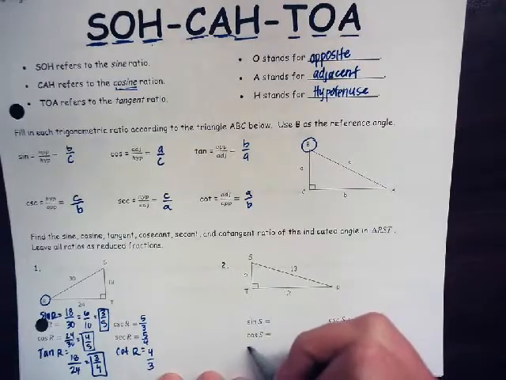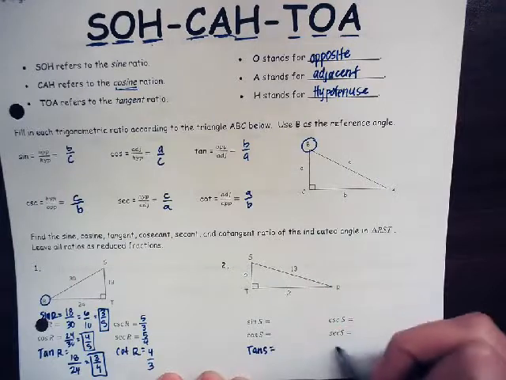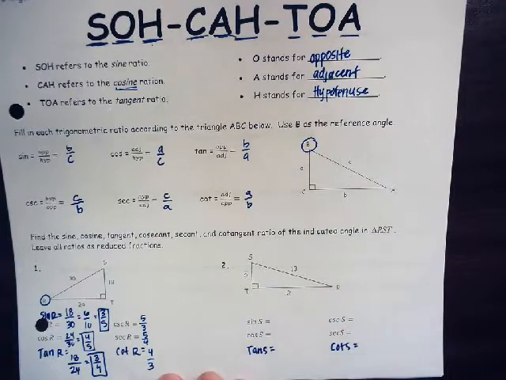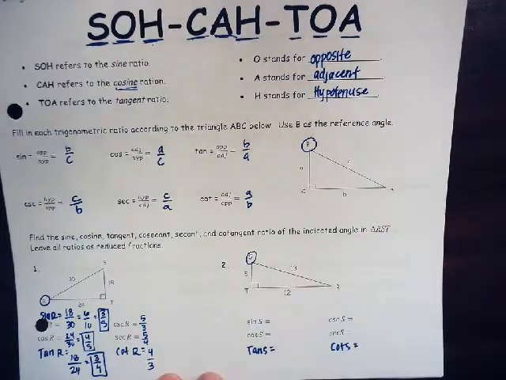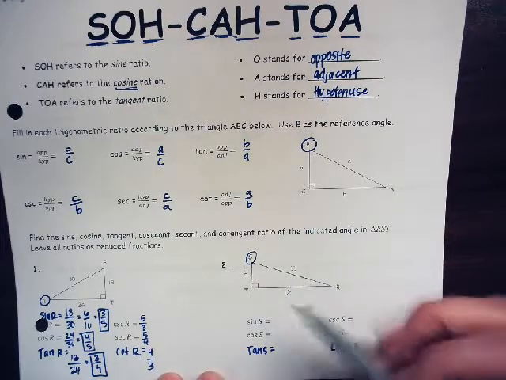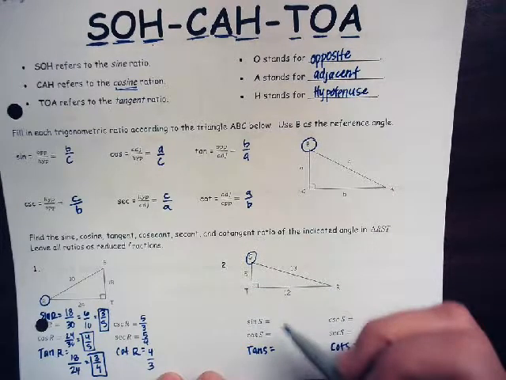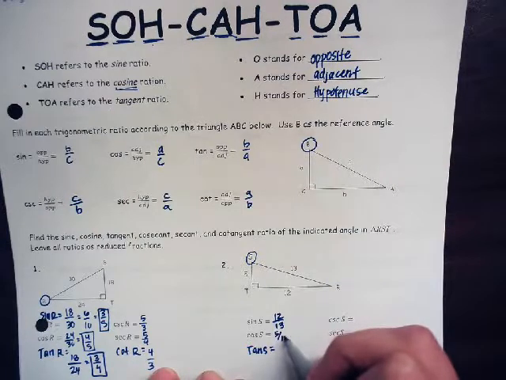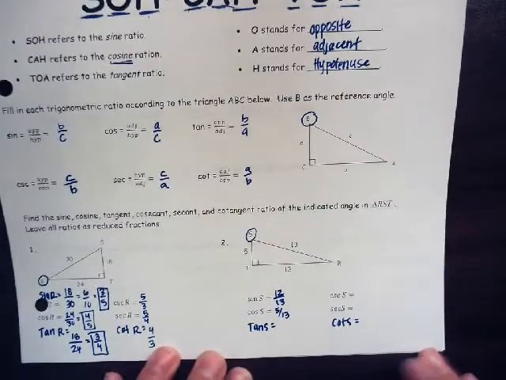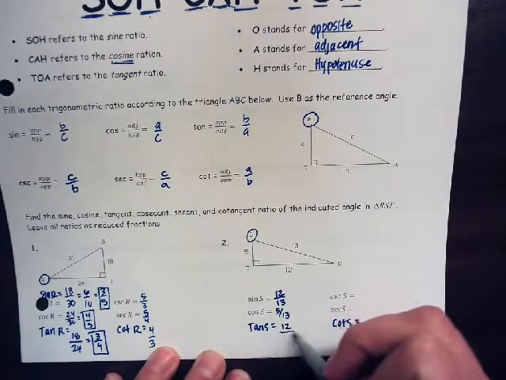Alright, number 2, this should also say tangent of S, cotangent of S down here. So sine of S, that means S is my reference angle. So I'm going to say opposite over hypotenuse. So 12 over 13. The cosine is going to be adjacent over hypotenuse, so 5 over 13. And then my tangent is opposite over adjacent, so 12 over 5.